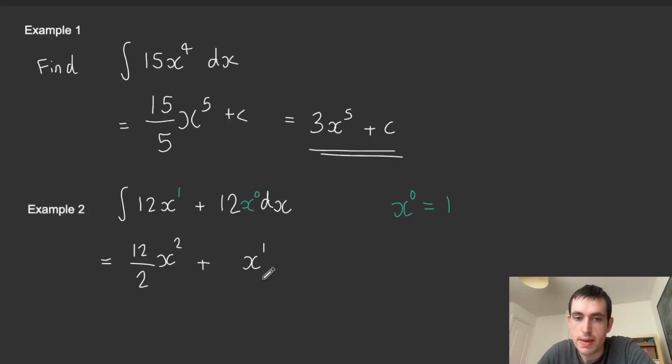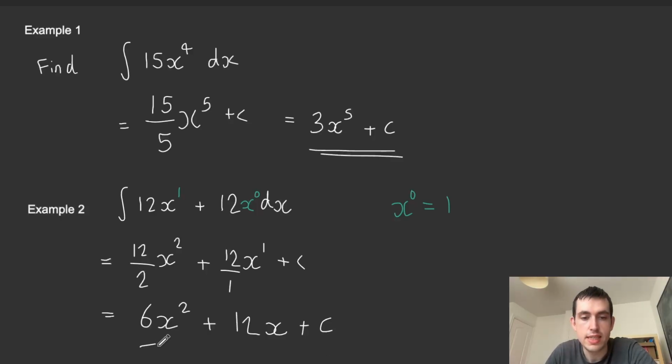Let's add 1 to the power to get x to the power of 1. Divide by the 1 and leave the 12 in place. With the plus c on the end, we don't want to forget that. Now it's just time to simplify, so 12 divided by 2 being 6, and 12 divided by 1 being 12. x to the power of 1 is simply x. We've seen that already, so 12x, and then the plus c at the end. So here our final answer is 6x squared plus 12x plus c.